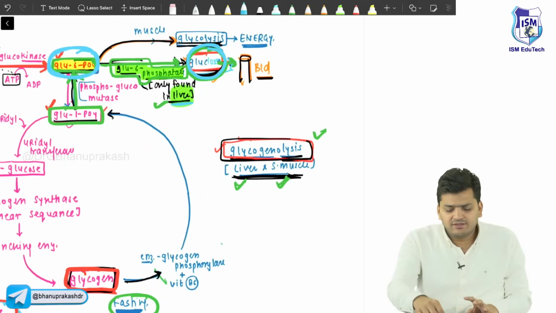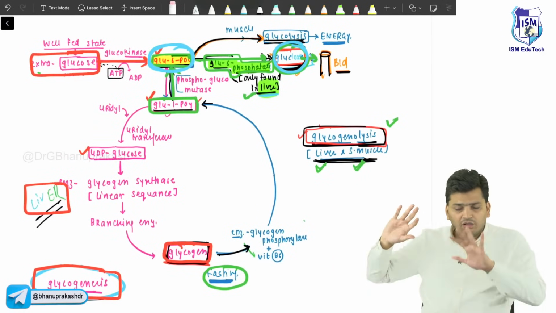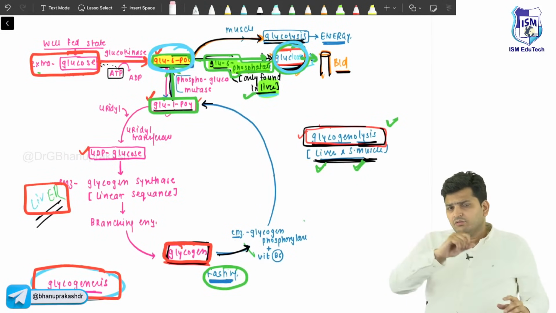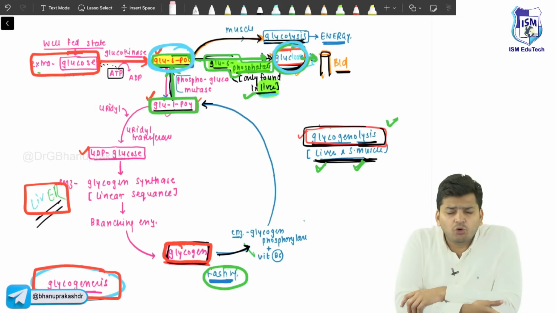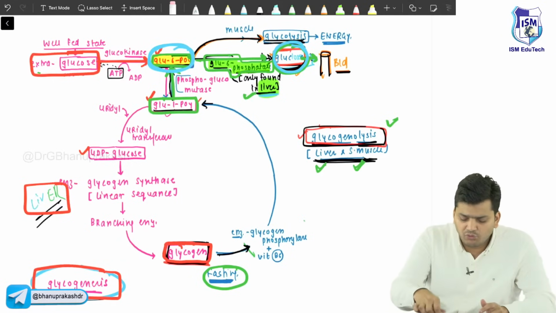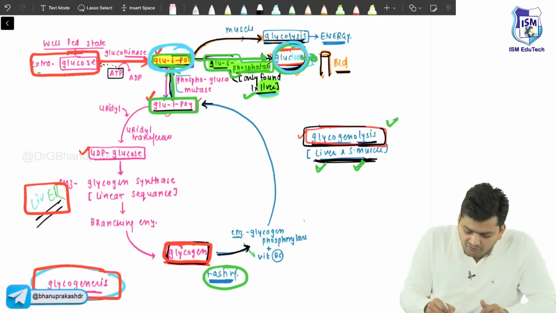This is the entire glycogen metabolism. If you see this pathway, there is only one enzyme which is common in both pathways, glycogen synthesis as well as glycogen breakdown: phosphoglucomutase. Important MCQ.